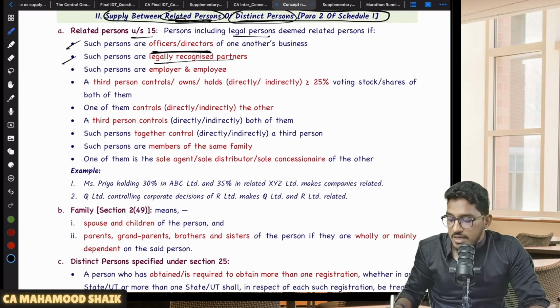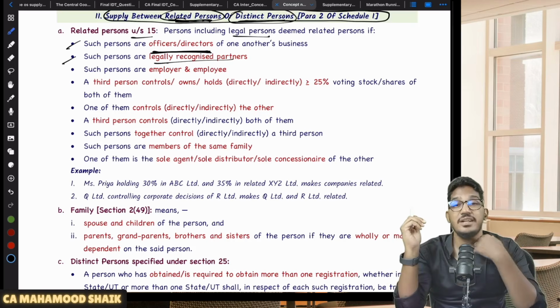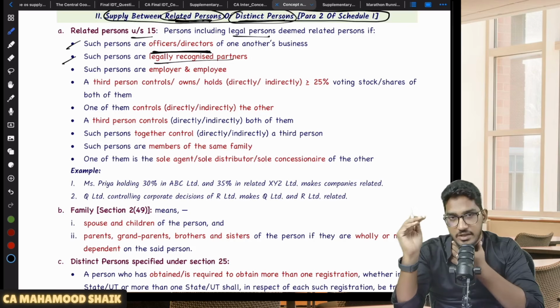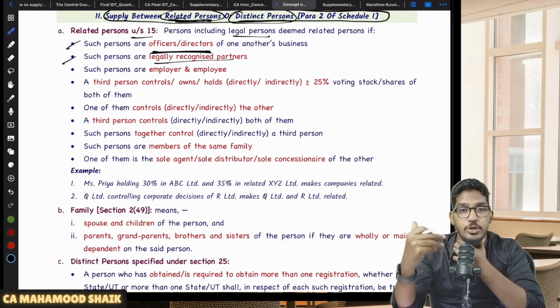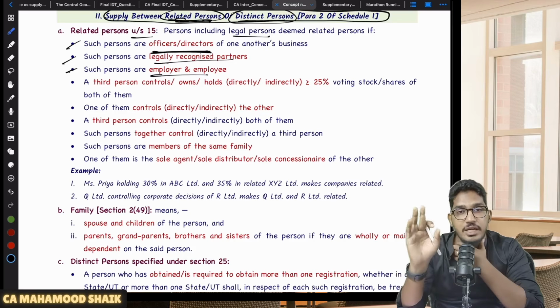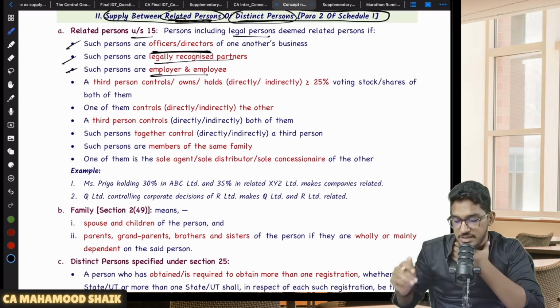Then such persons are legally recognized partners. You both are partners in a partnership firm. Then it will be considered as related. Here I am not talking about a life partner. I am talking about a business partner. Then such persons are employer and employee. If both are employer and employee, they will always be considered as related.